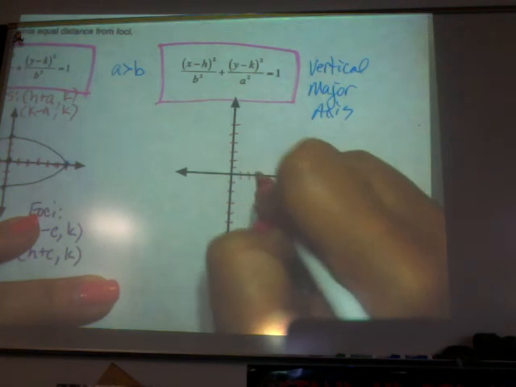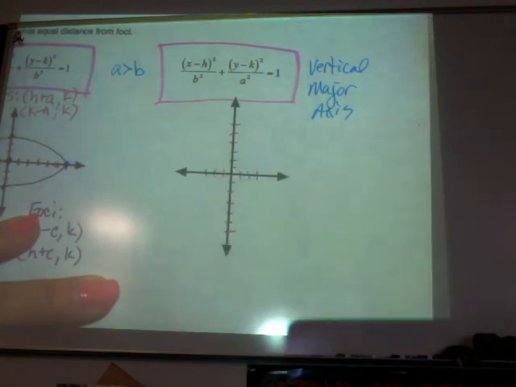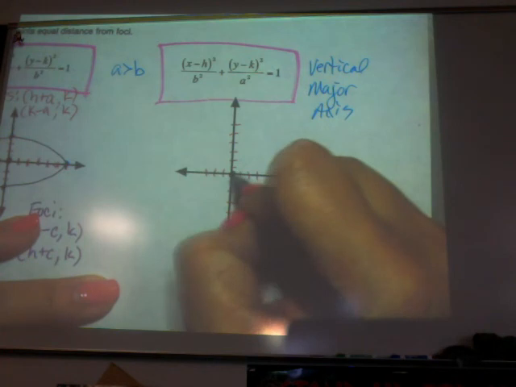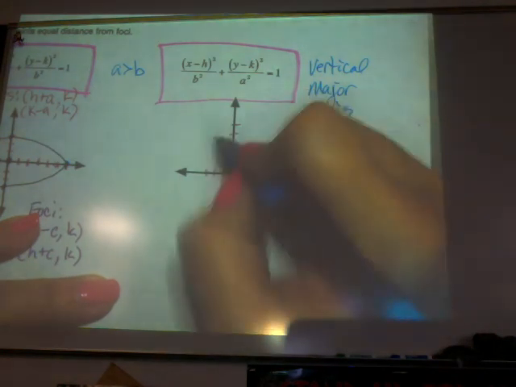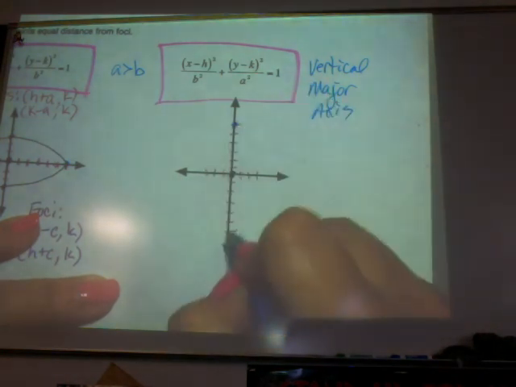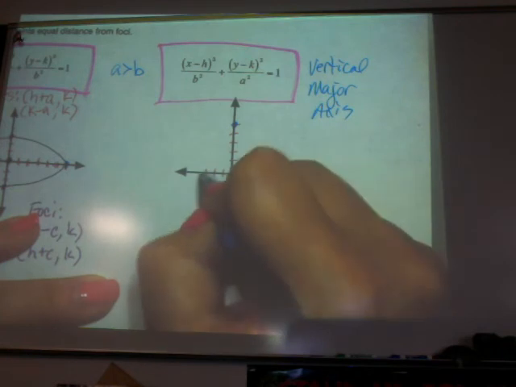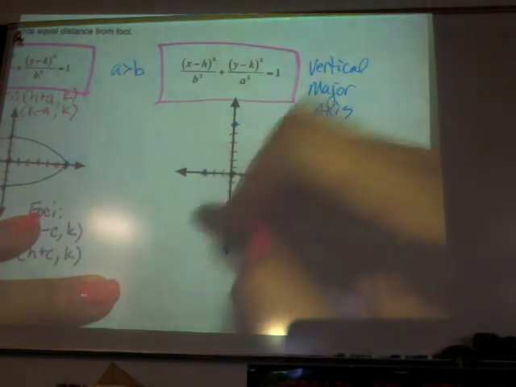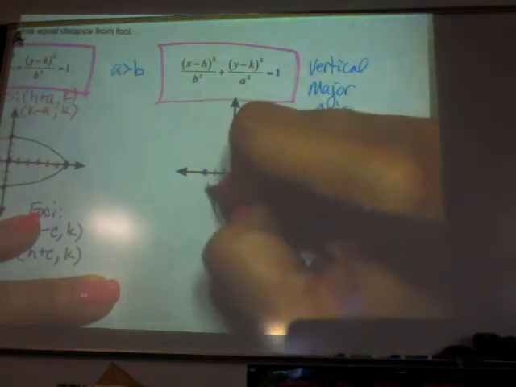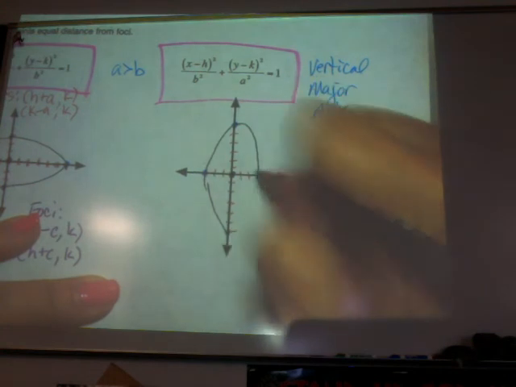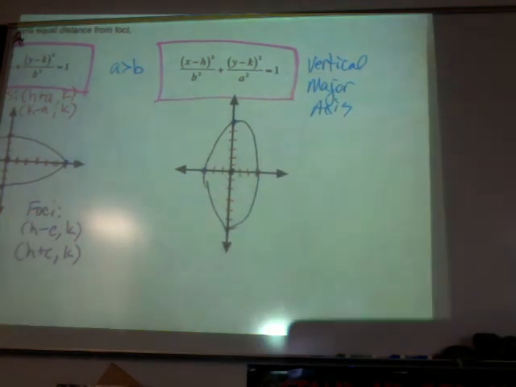And then 3 to the right, and 3 to the left. And so for this one, my center is going to be at the origin. My vertices are 6 up, 6 down, 3 right, 3 left. I have trouble making ellipses, so I always have a deflated side.